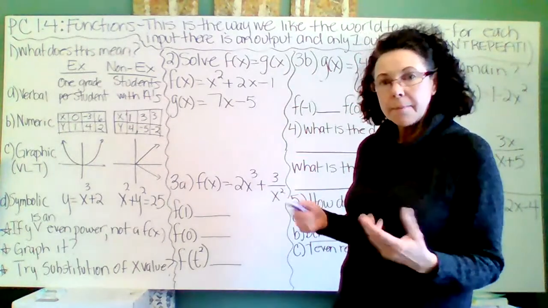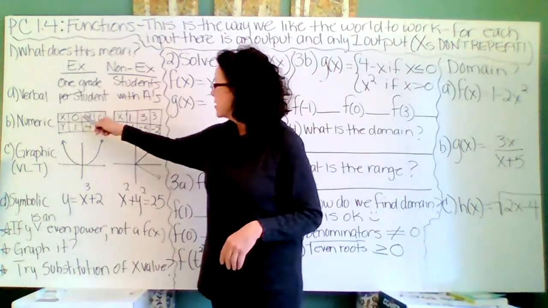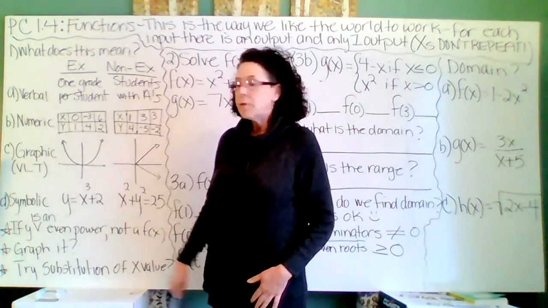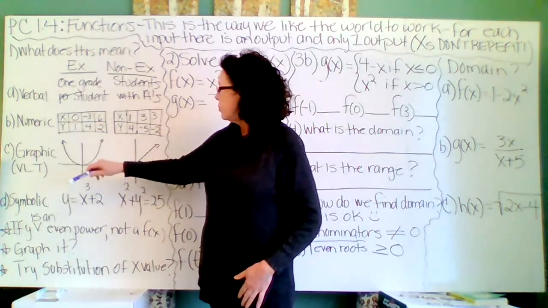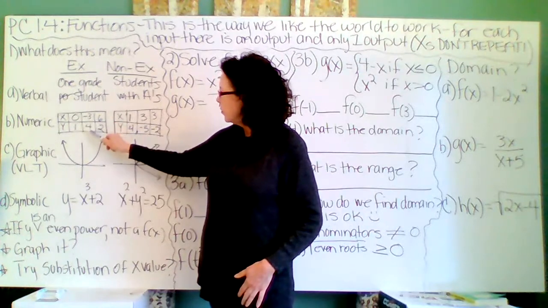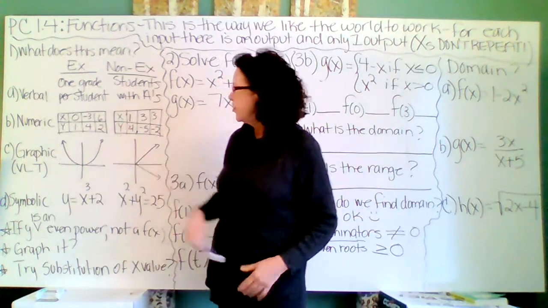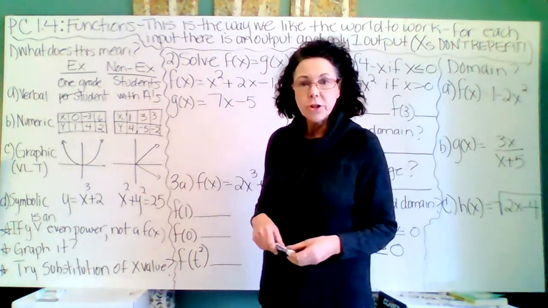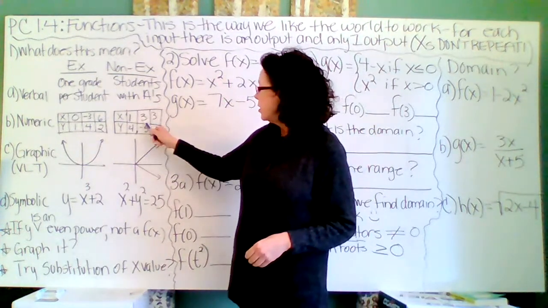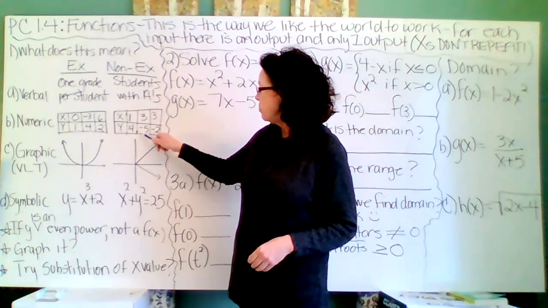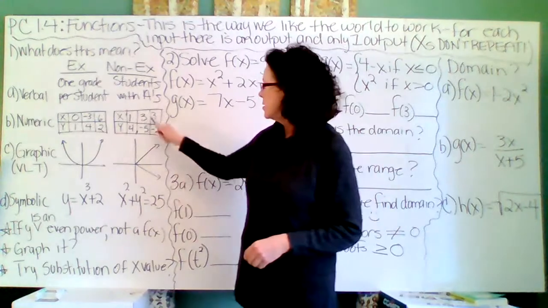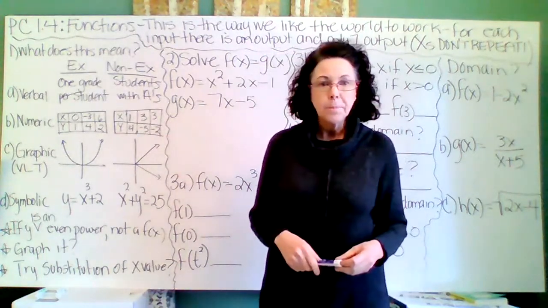So numeric, take a look here. For each X that I have, here's an example of a function. There is only one Y. For an input of 0, you can only output a 1. Input of -3, there's only a 4. 6, there's a 2. This is an example of not a function. Notice for an input of 3 that there are two different outputs, a -5 and a -2, causing the X's to repeat, okay?